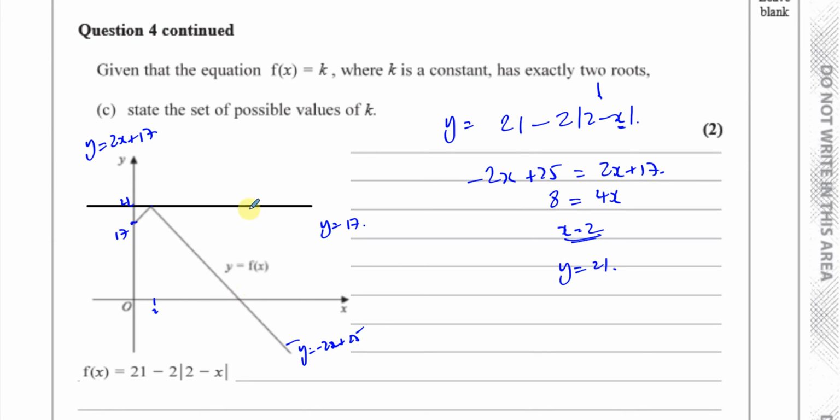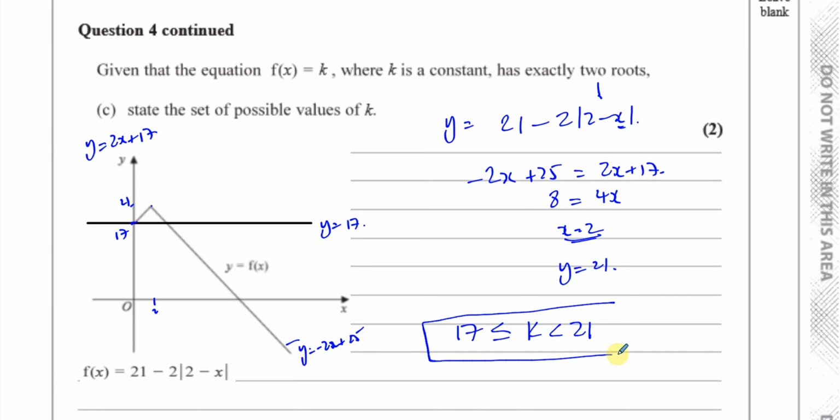So we can see that it's going to have 2 solutions from when you've got y equals 17 up till 21, but just below it. At 21 itself, there's only 1 solution, because that's where it turns. But everything below 21 up to and including 17 is going to have 2 solutions. So the solutions are when k is between 17, which is included, up to but not including 21. Okay, so you can see from the graph the y value of the vertex by just looking at this number on its own outside.